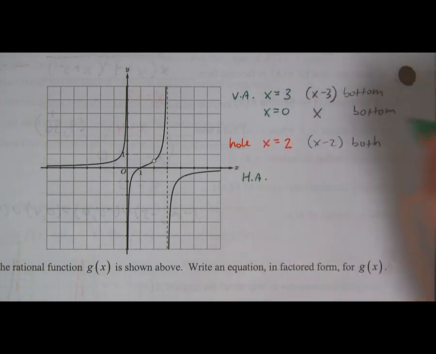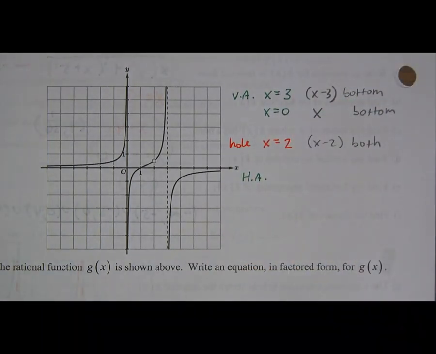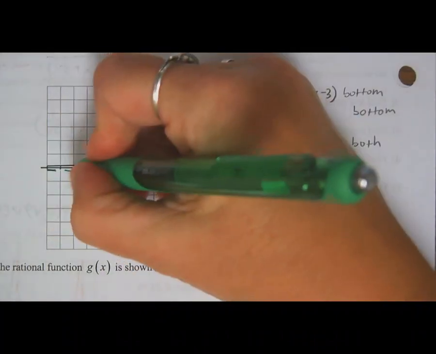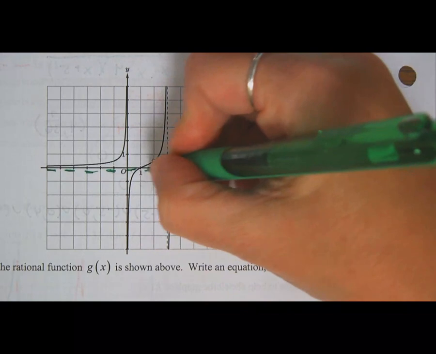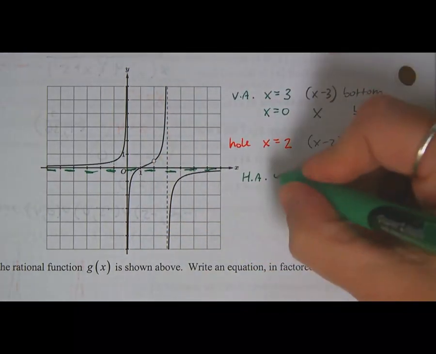Where's the horizontal asymptote? There actually is. It's just not a clear dotted line. The graphing program didn't put it as a dotted line. Yeah, it's right across here. Good. So y equals 0. It's essentially the x-axis.